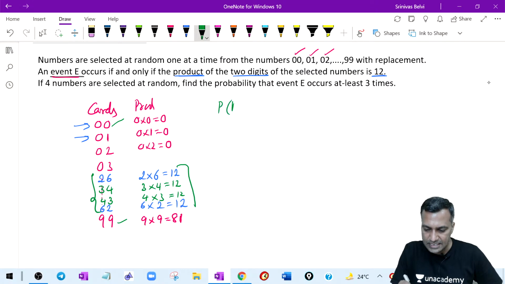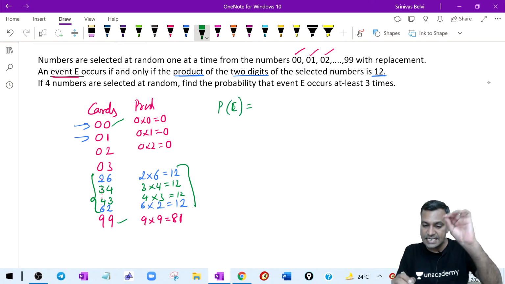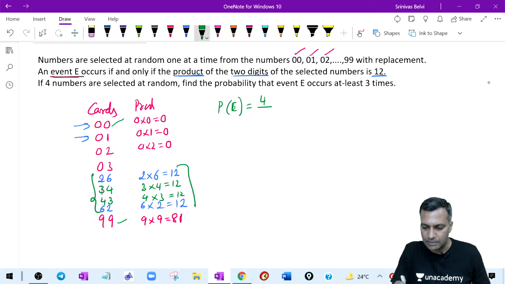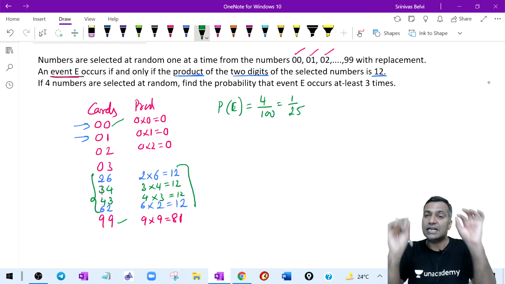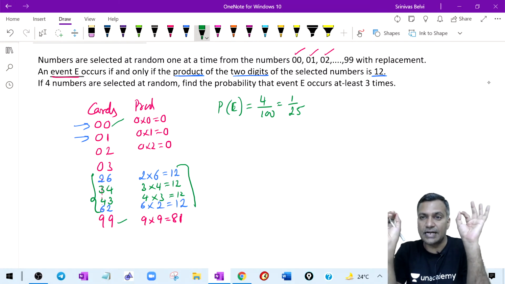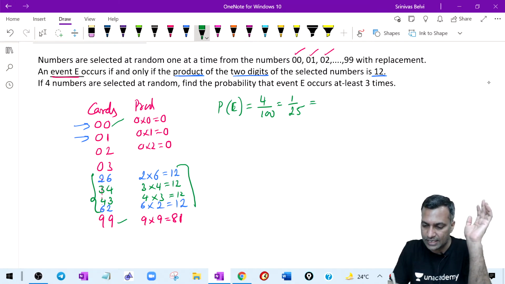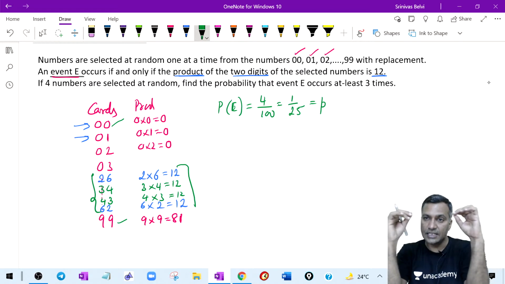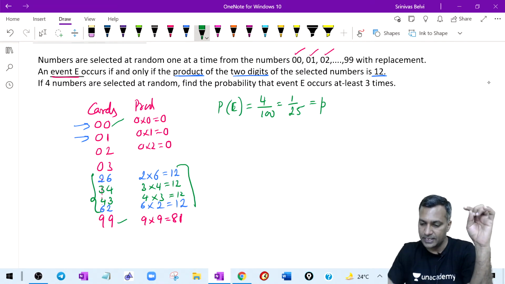Probability of event E is nothing but 4 cards are in my favor out of 100 cards. You say that 1 by 25. That is the success. This is the probability of success, which we called small case P, or let small case P in the binomial distribution of probability. This is what I called P, 1 by 25.